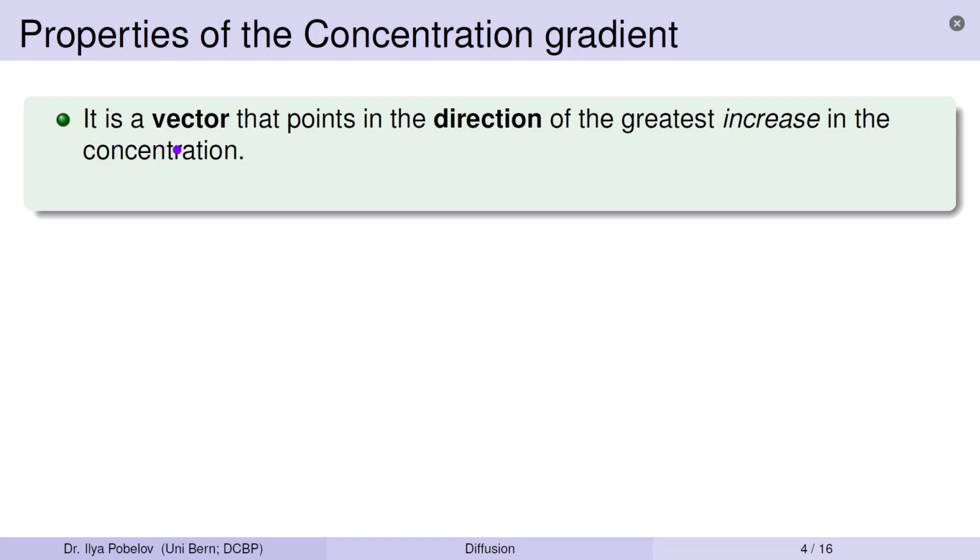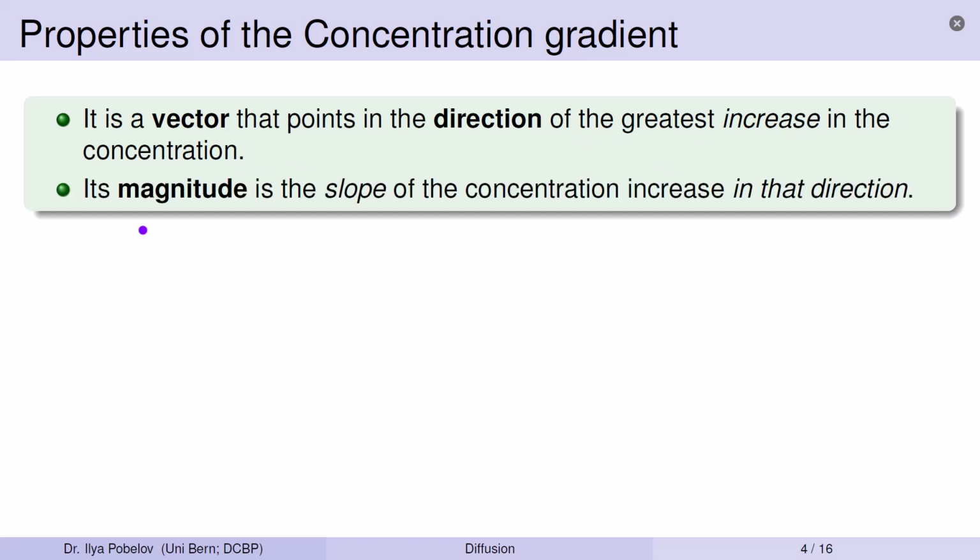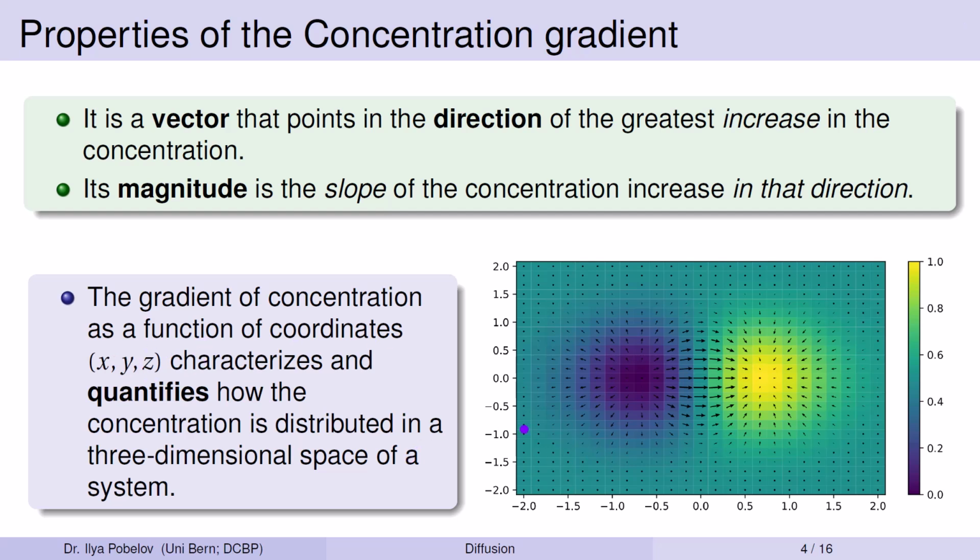The concentration gradient has the following properties. It is a vector that points in the direction of the greatest increase in the concentration. Its magnitude is the slope of the concentration increase in that direction. Thus, the gradient of concentration as a function of coordinates x, y, z characterizes and quantifies how the concentration is distributed in a three-dimensional space of a system.